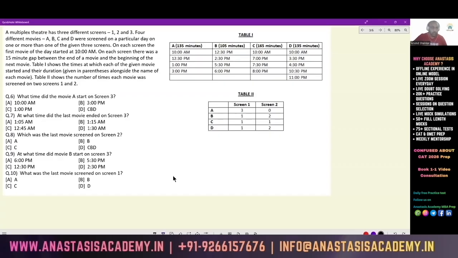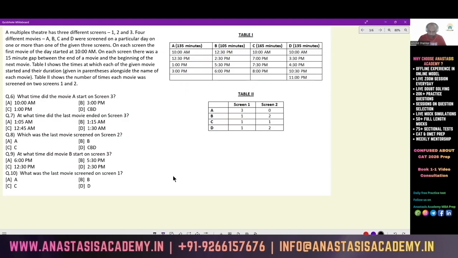Let's look at this question. A multiplex theater has three different screens, screen 1, screen 2, and 3. 4 different movies, A, B, C, D, were screened on a particular day on one or more than one of the given 3 screens. On each screen, the first movie of the day started at 10 a.m.